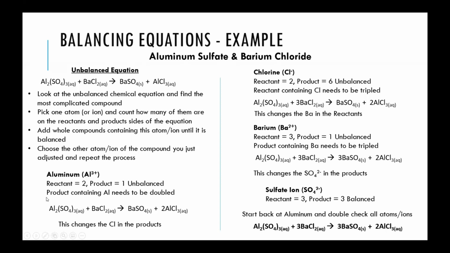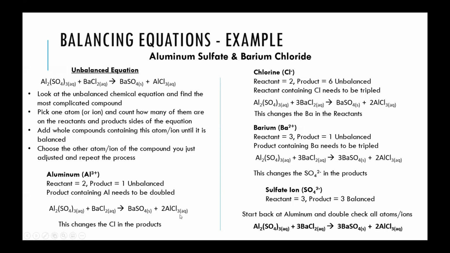So now you have 1 aluminum sulfate plus 1 barium chloride, giving 1 barium sulfate and 2 aluminum chlorides. But when you do this, you have to add whole numbers to the compounds themselves. You can't just add in an additional ion. So this doubled the amount of chloride.